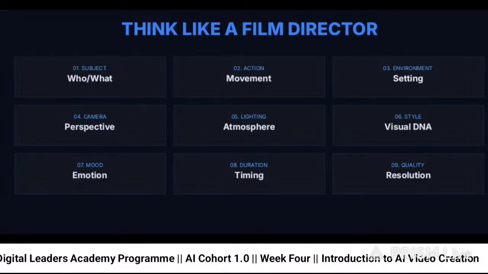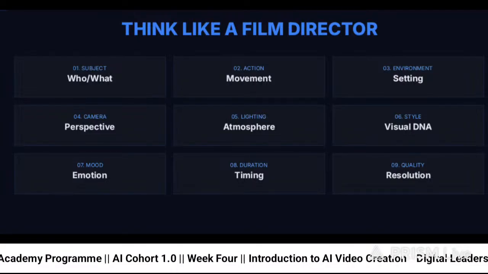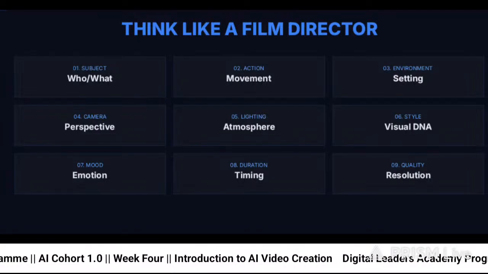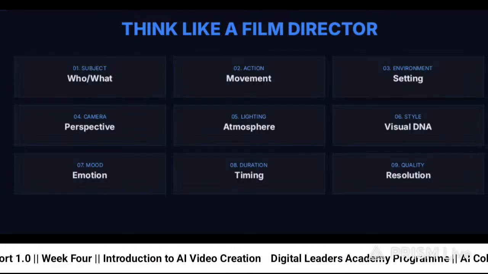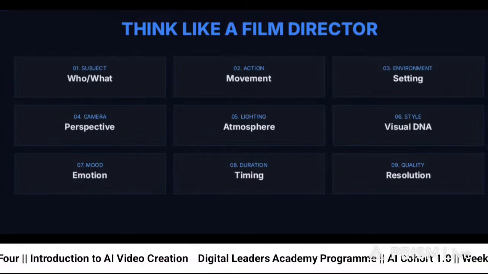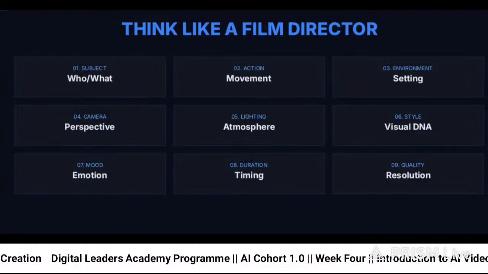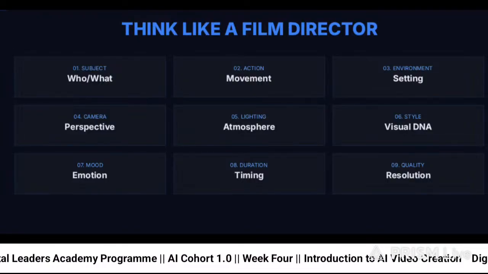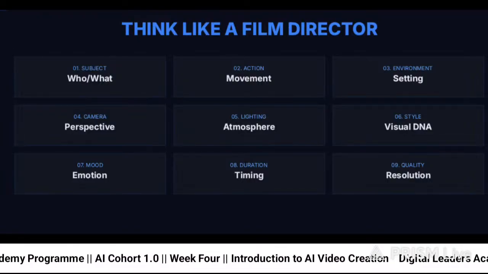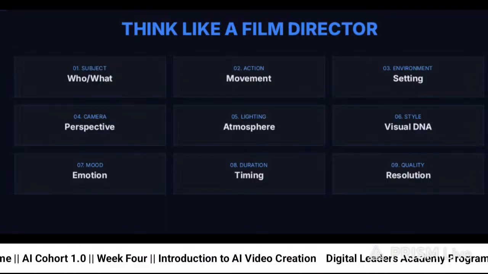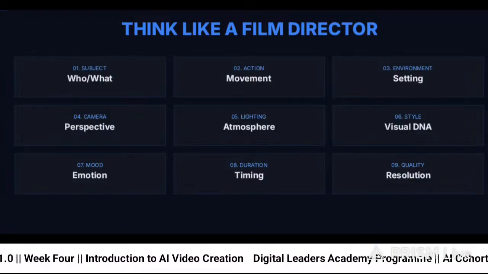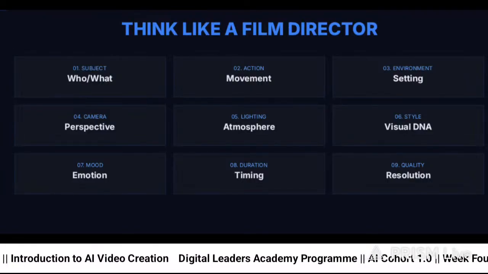Now the next thing is the style, the visual DNA of what you are creating. This is the same thing with style: cinematic style, anime, cartoon style, hyper-realistic style, horror style, action-based style. All of these are things that you, as a film director, as an AI video creator, must also put to art.